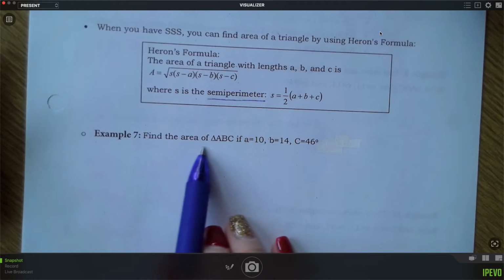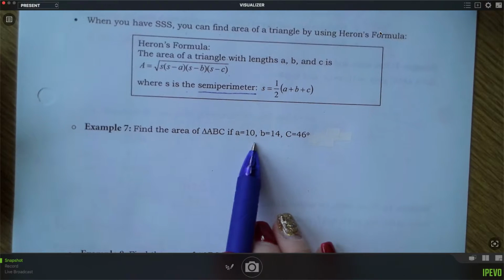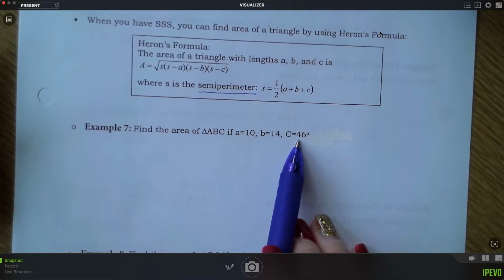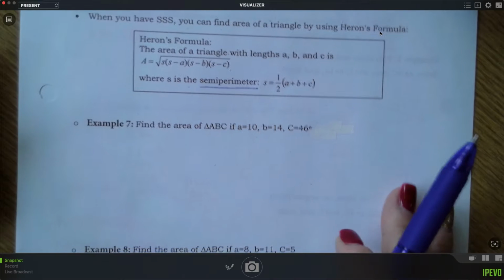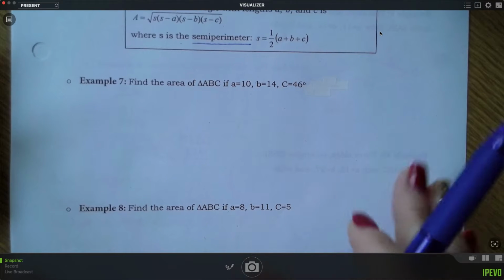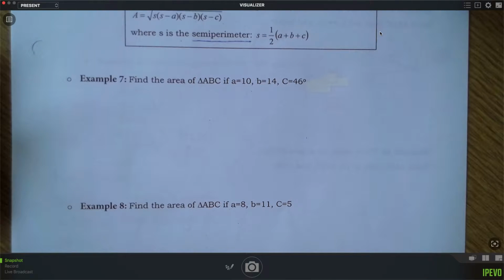Find the area of ABC if A is 10, B is 14, and C is 46 degrees. I will never give a problem that just says area. I'm going to give you a problem that says solve it and find the area. I'm not going to write 2 different problems. That makes no sense. Okay, so we would have solved this.